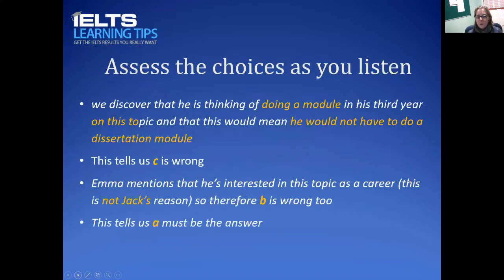So that's the way to do the listening multiple choice. You find a key, you listen carefully, you look at the choices as you listen, and you eliminate the ones that are incorrect. And then you practice this a lot so that it becomes faster, and you can do it in the short time that you've got to listen.